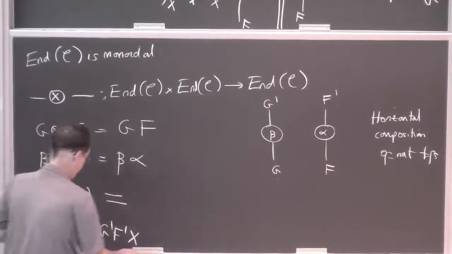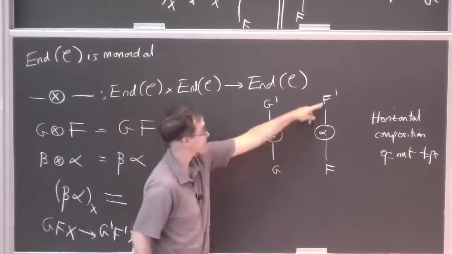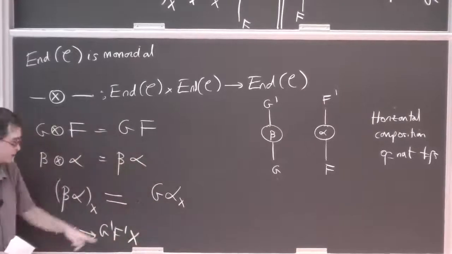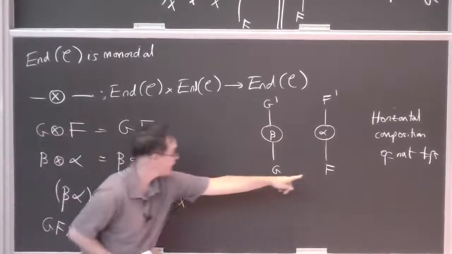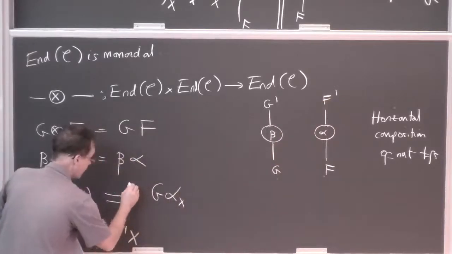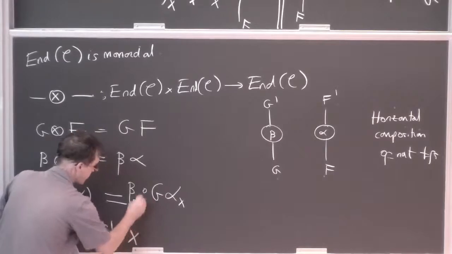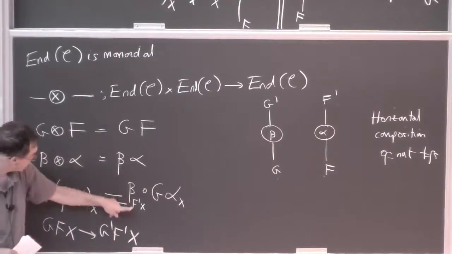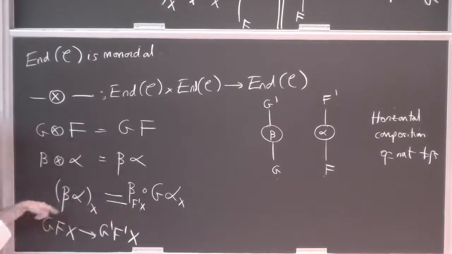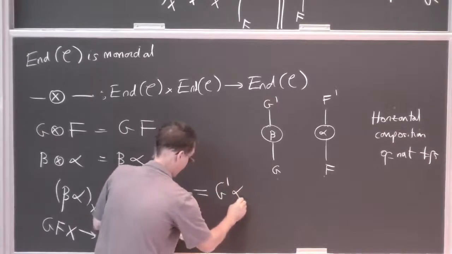We've got alpha X, which goes from FX to F prime X, and we can apply G to that. So this now goes from GFX to GF prime X. And then I can do beta F prime X composed with that, because that goes from GF prime X to G prime F prime X. Okay, so that's the definition of that guy. And you can also write it this way.